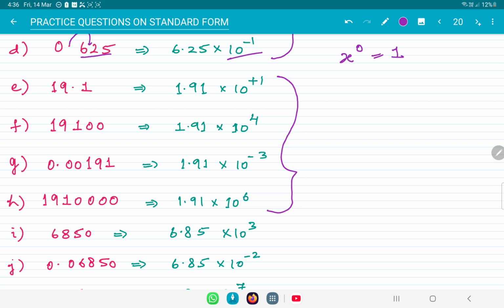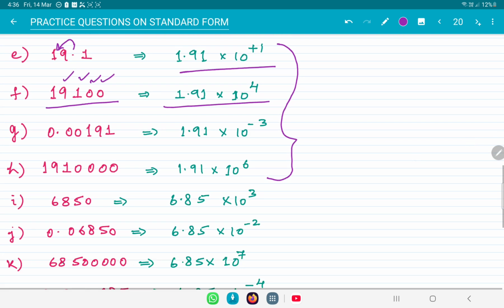If it is 19.1, we have to move from right to left. How many steps? Only 1 step. So 1.91 into 10 raised to the power plus 1. Instead of 19.1, if it is 19100, how many steps do we have to move? 1 2 3 4. So the final answer is 1.91 into 10 raised to the power 4.